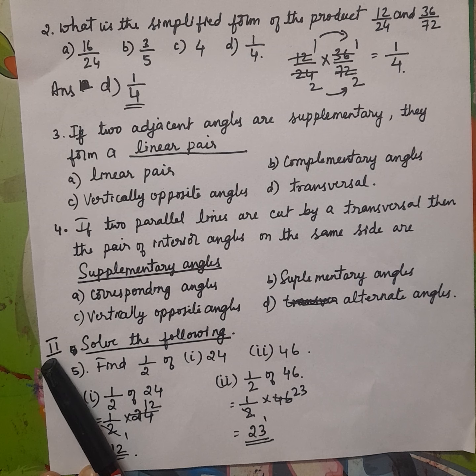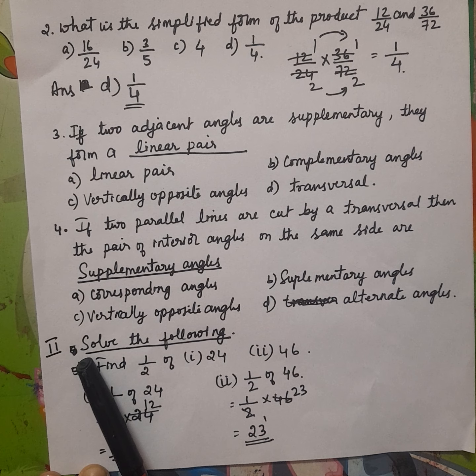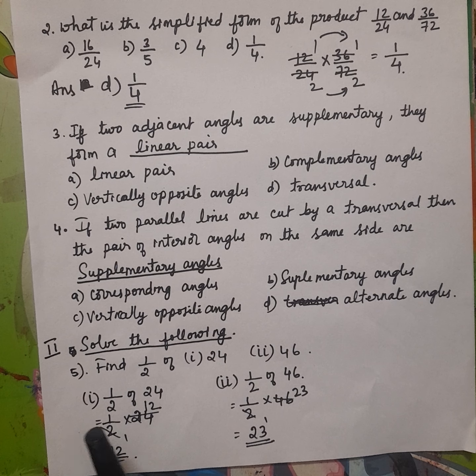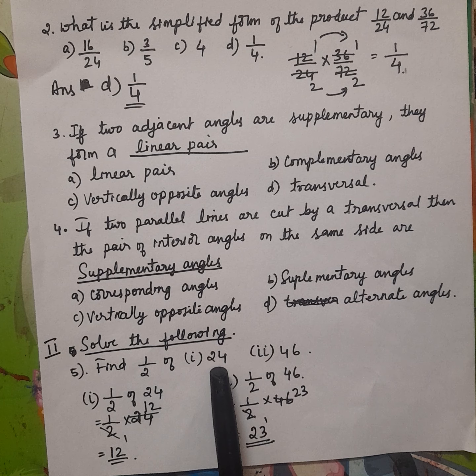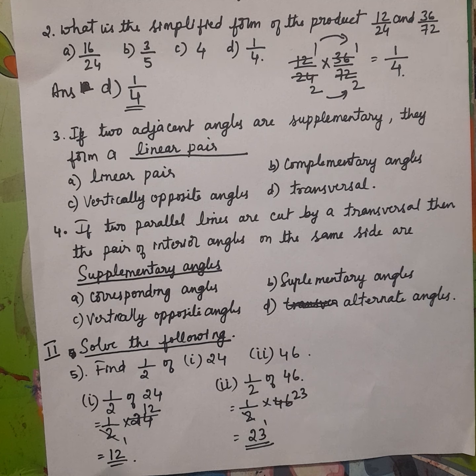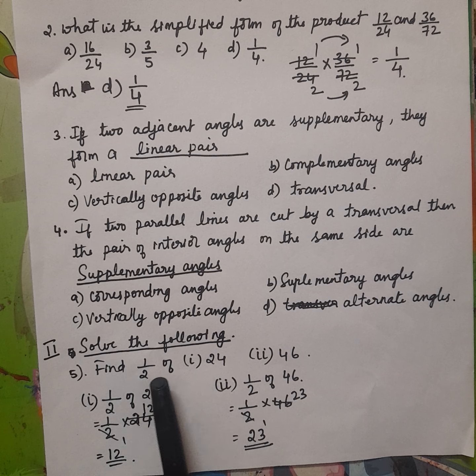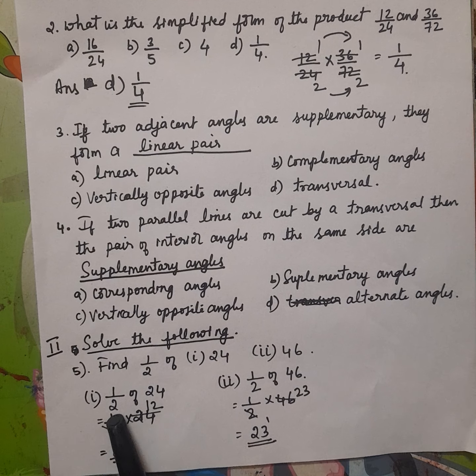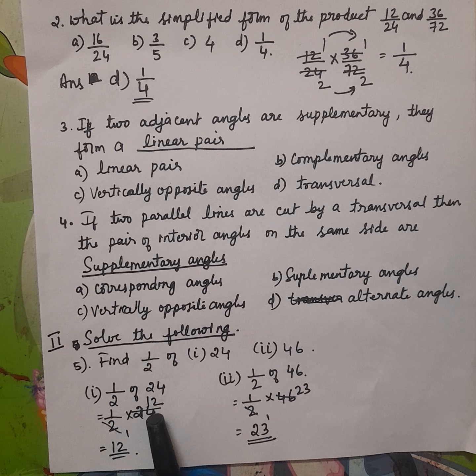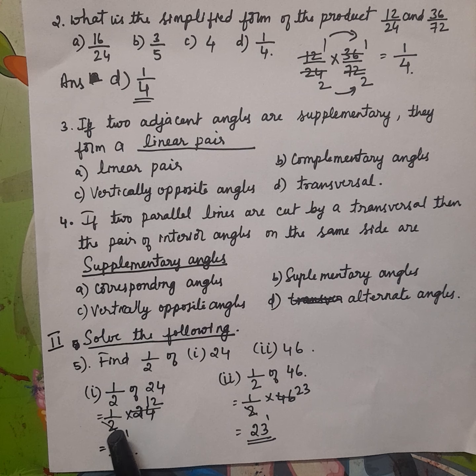Now the main question number 2, solve the following. First one, find 1 by 2 of number 1, 24, number 2, 46. Let's take the first one. Number 1, find 1 by 2 of means you have to multiply the number. So first one, 1 by 2 into 24. 2 divides 24 by 12 times. So 2 ones are 2, 2 twos are 4, 12 is the answer.